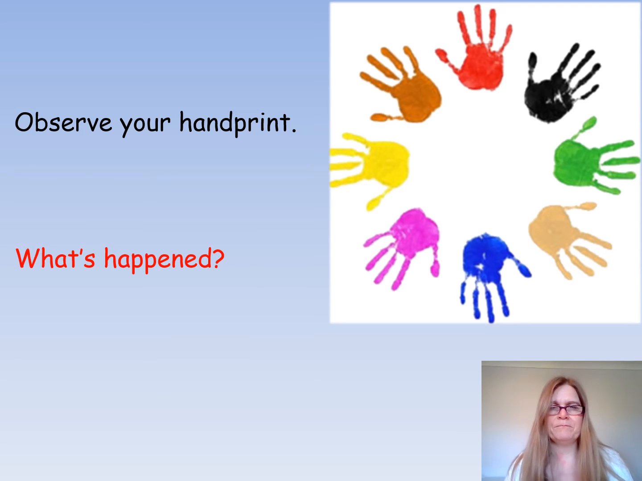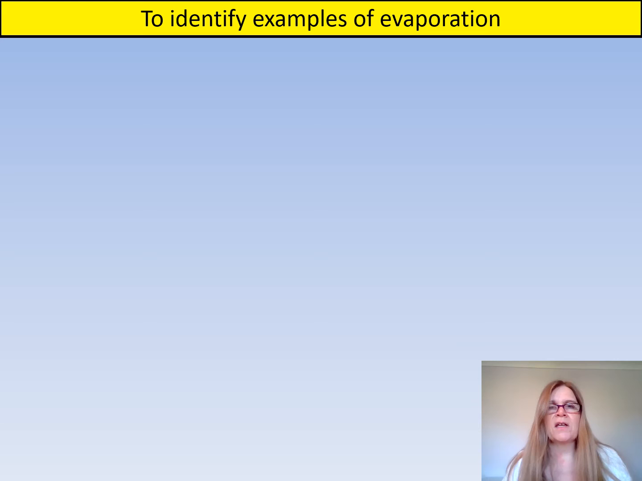Okay, have a look at your handprint. What's happened? Yes, it's disappeared. But in science, things don't just disappear. They change into something else. So where's the liquid water gone? Yes, that's a brilliant idea. It's evaporated. Today's learning intention is to identify examples of evaporation.